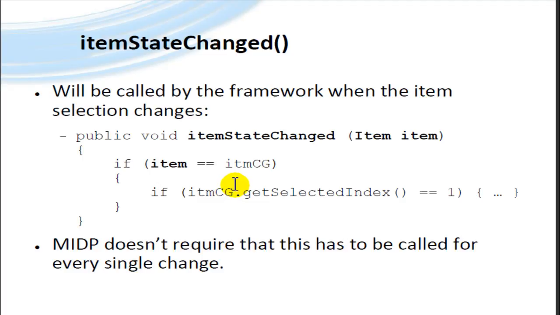For example, we have to get the selected index first. So if I say if item CG dot getSelectedIndex, the choice you have selected will have an index. The getSelectedIndex will return that. If that is equal to 1, that means you have selected the first choice, then you have to do something. Similarly, else if item CG.getSelectedIndex is equal to another value, and like that you're going to do things on that, right?